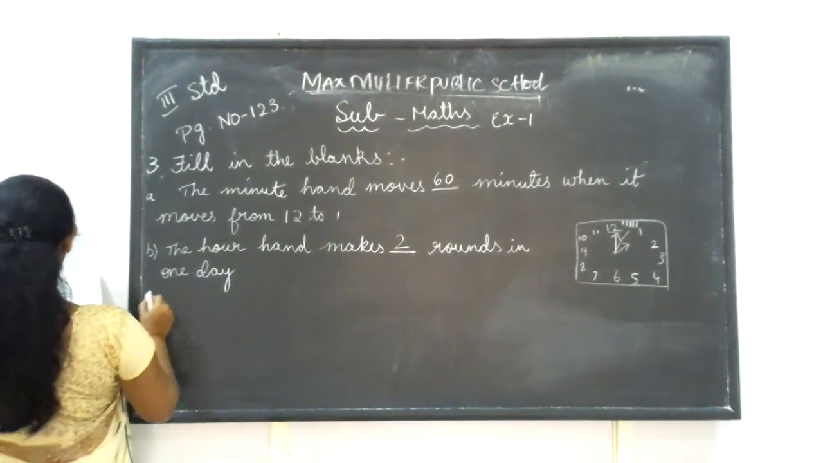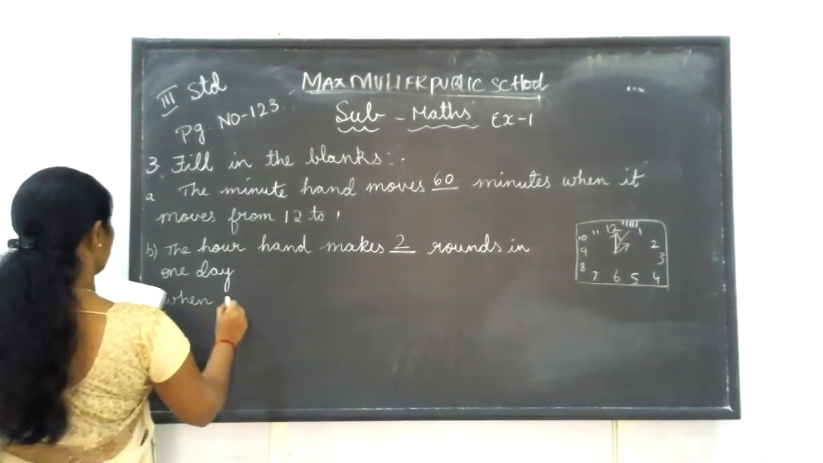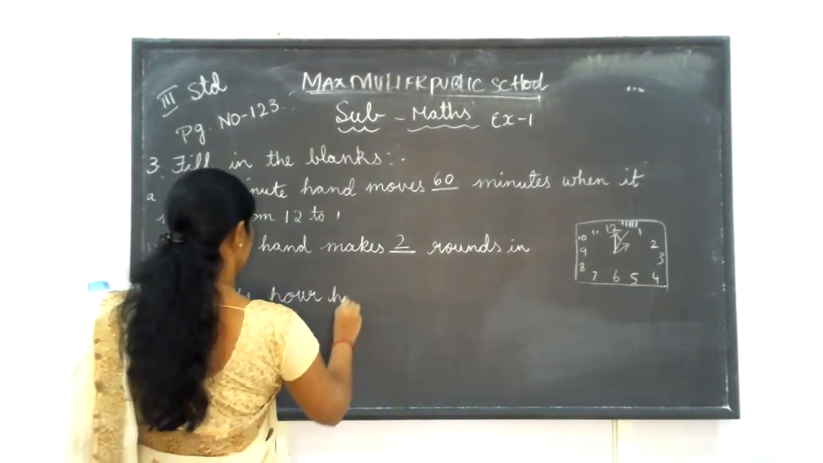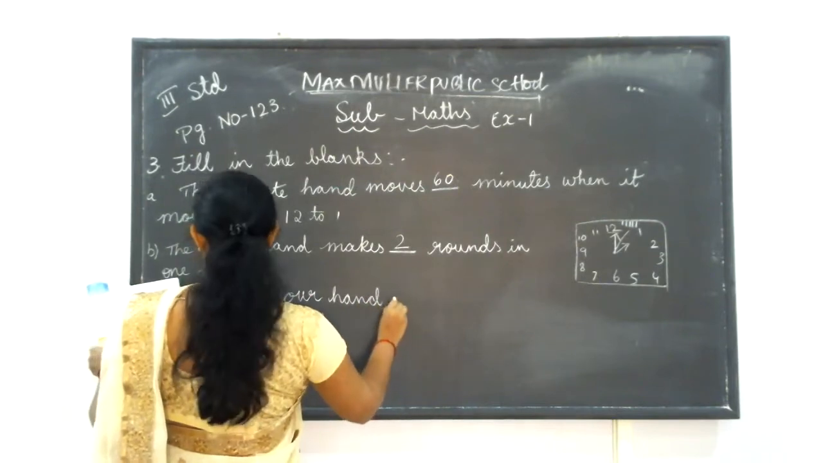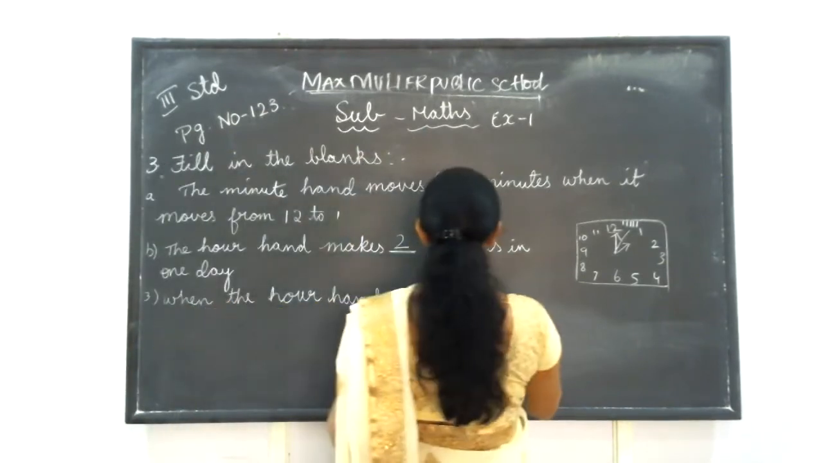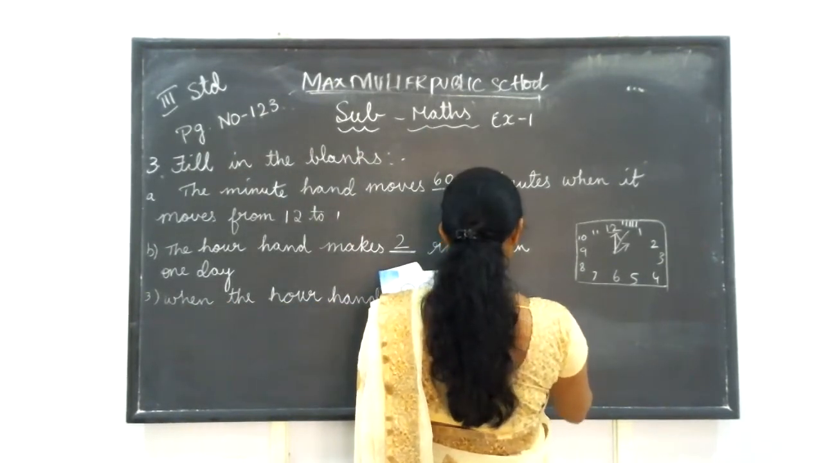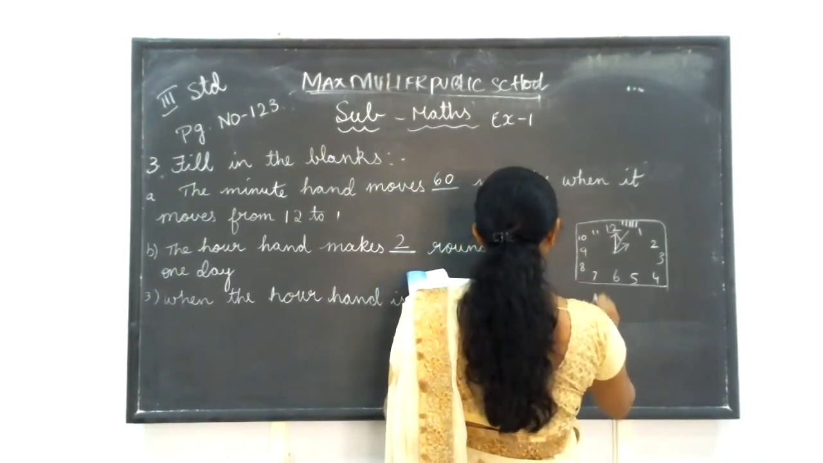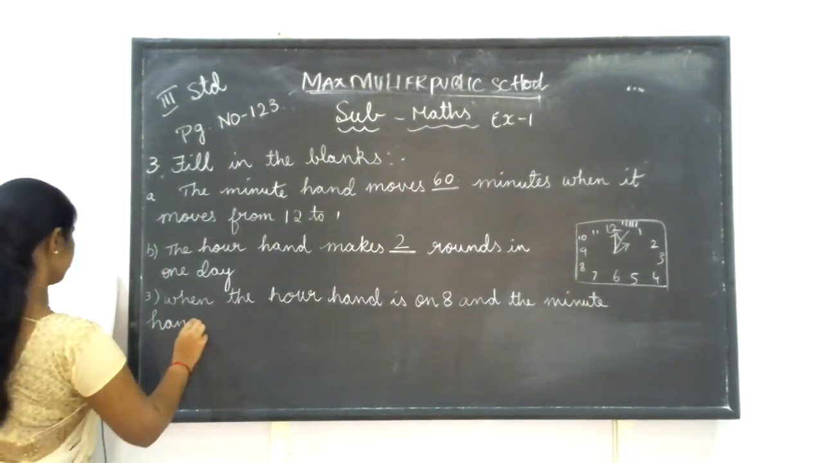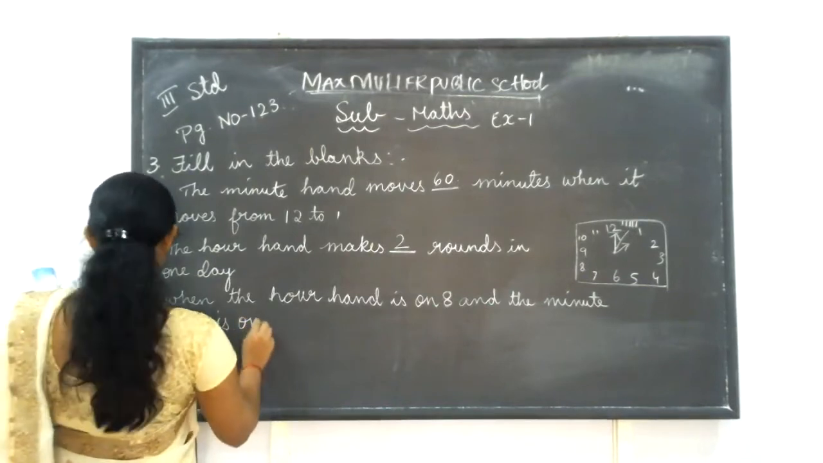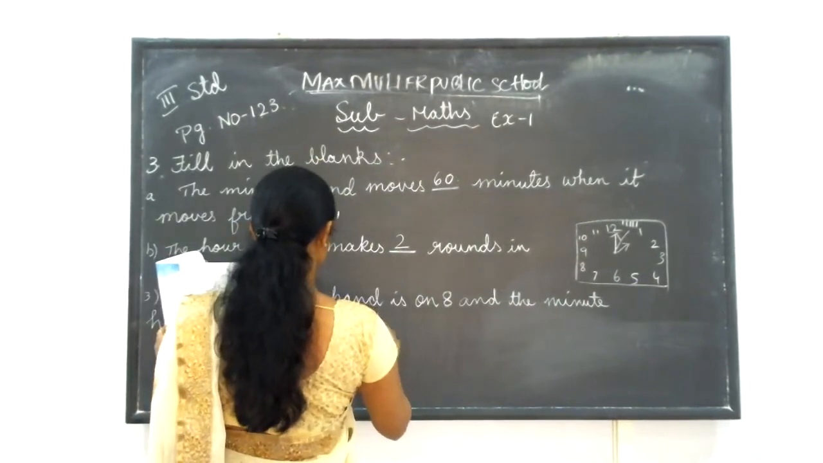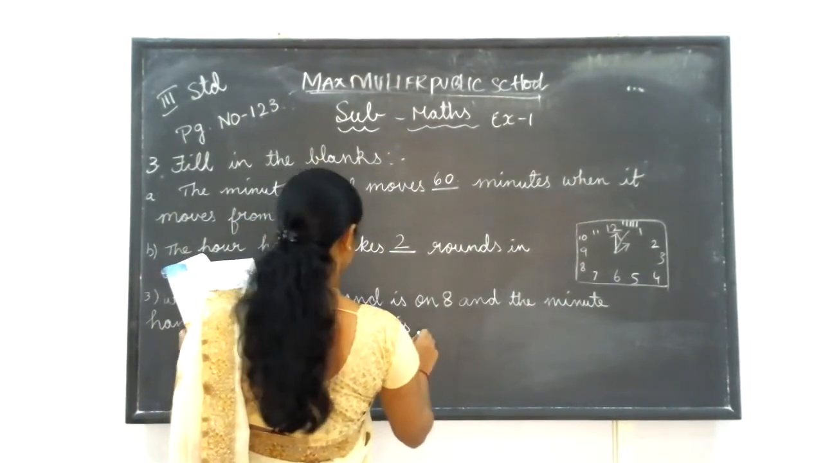Third one. When the hour hand is on 8 and the minute hand is on 12, the time is dash o'clock.